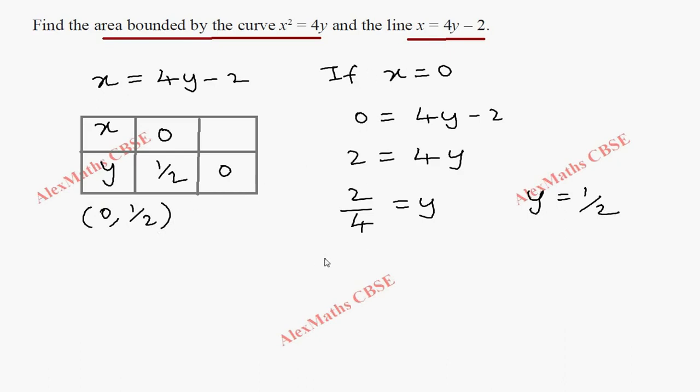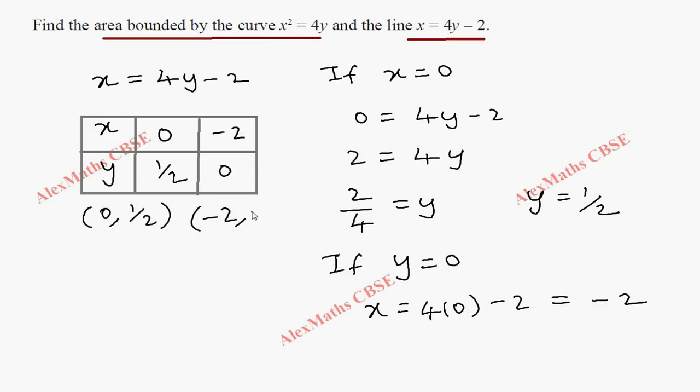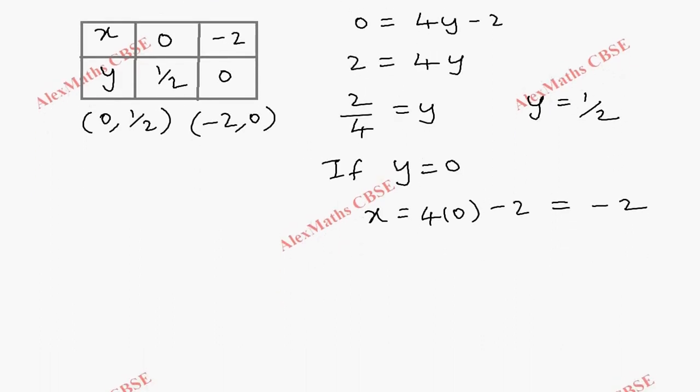The same way, if I take y as 0, in this equation we get x is equal to 4 into 0 minus 2, and totally it is only minus 2. So this is minus 2 comma 0. So now we are going to plot the rough graph.